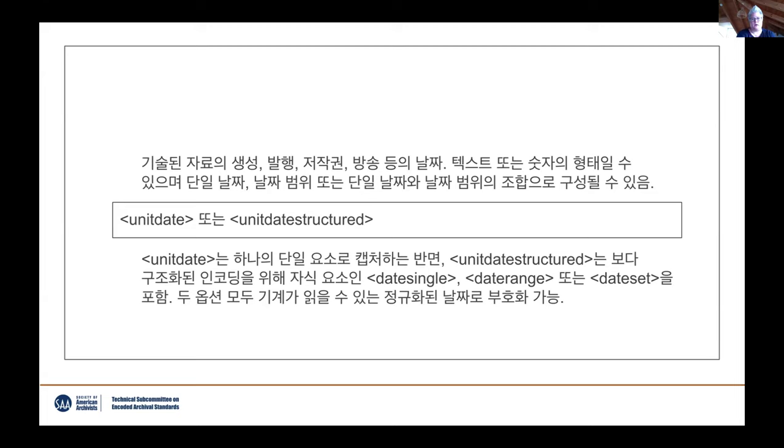So essentially, unitdate is just one element where you can include the text and textual information of the date, however you want to formalize that. While unitdatestructured breaks down into child elements, datesingle, daterange, or dateset, which then allows you to give more structured information on the dates of creation or copyrighted or issued or broadcast. So that might be something to use if you are using an export from a collection management system, where usually the information is held in a more structured way, in how that system exports the unit date information. Otherwise, as I said, essentially you can do the same things with both of these approaches.